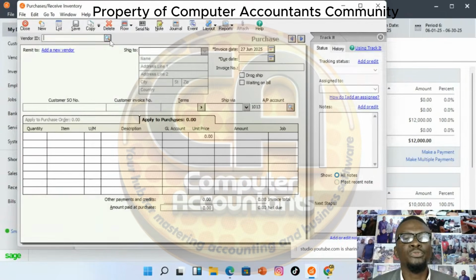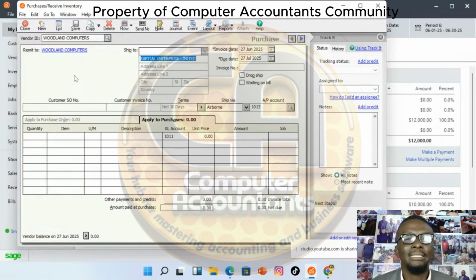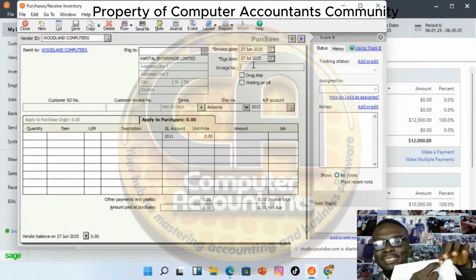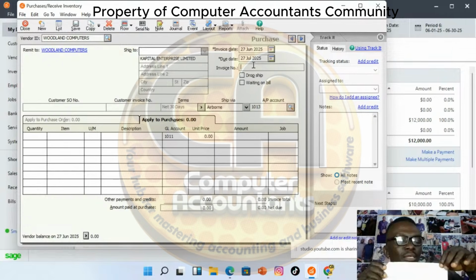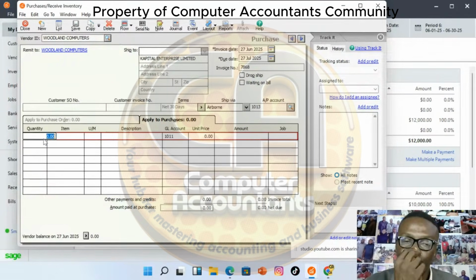So once it opens, select the name of Woodland. Okay. Now, the invoice number you will put here, note this, is the invoice number on Woodland's invoice. Not your own, you don't just label it anyhow. That invoice Woodland will give you for that credit purchase, the number on that invoice is what you put here. Then quantity 2, right? Then description laptop.